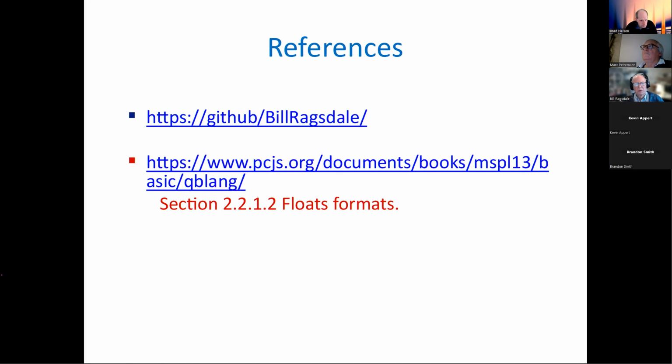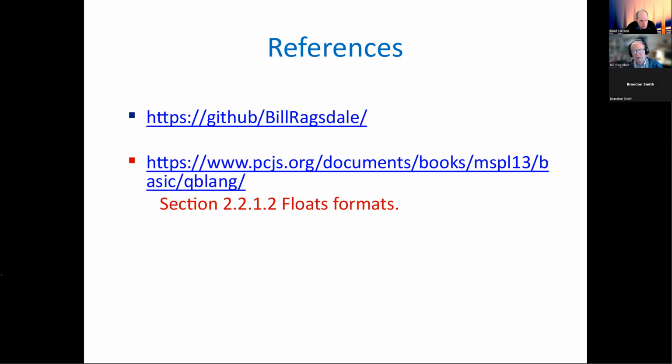Oh, let's see, references. All of this material today is on GitHub. So under GitHub, under my section, Bill Ragsdale, you can find the source code, and you can find a PDF of this talk. For reference on the formats themselves, this QBasic format is fairly obscure. It's, what, now 40 years old. I was able to find it in a paperback book some years ago, a book on QBasic, but currently today it's available at this reference.